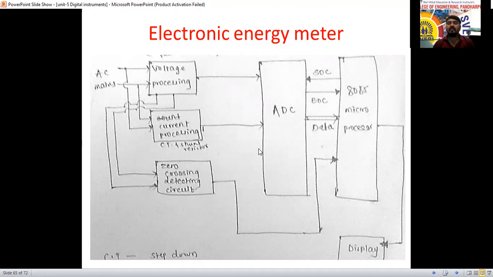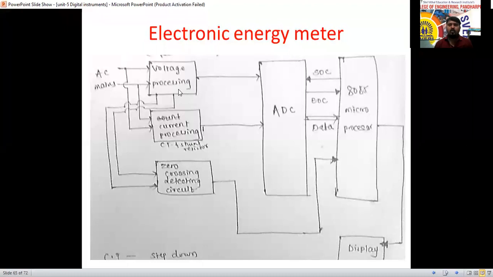But the electronic energy meter that we are going to consider does not use any electromagnetic principle at all. It is going to measure the power, and for that the unit is kilowatt hour. What is the unit of energy? Watt hour only, right? Yes, sir. Kilowatt hour. Watt is nothing but power, right? What is the formula for power? Product of voltage and current.